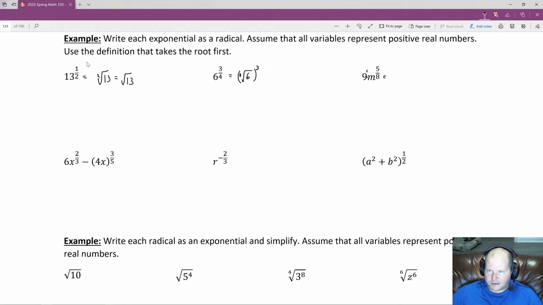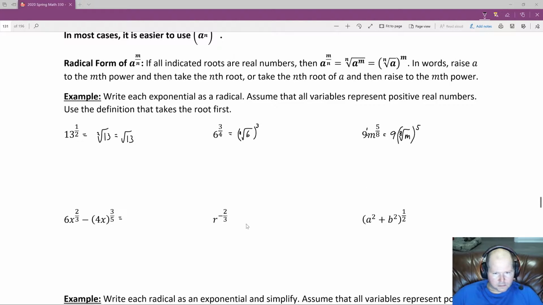So we would rewrite this. We just keep the 9 by itself. We would try to take a root of this. The m is the base, so we put it underneath the root. The 8 is the denominator, so that's the new index. The 5, so we take this entire thing to the 5th power.